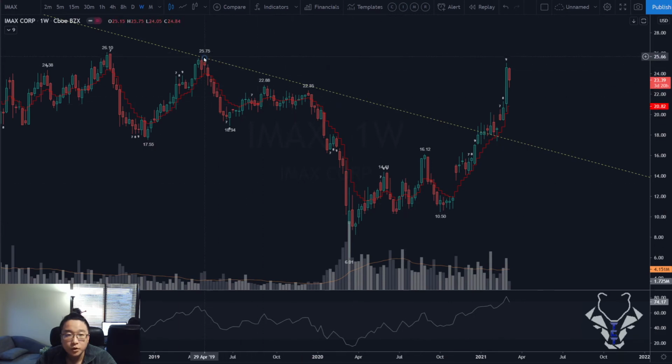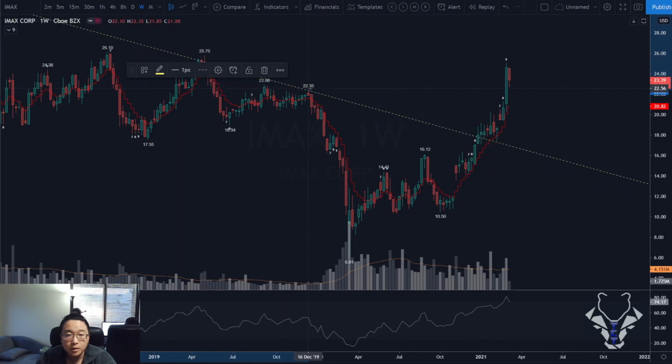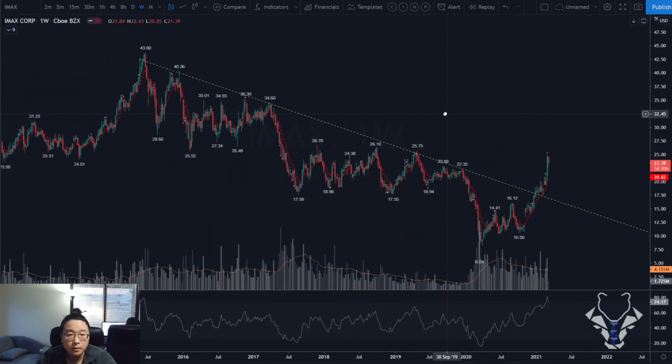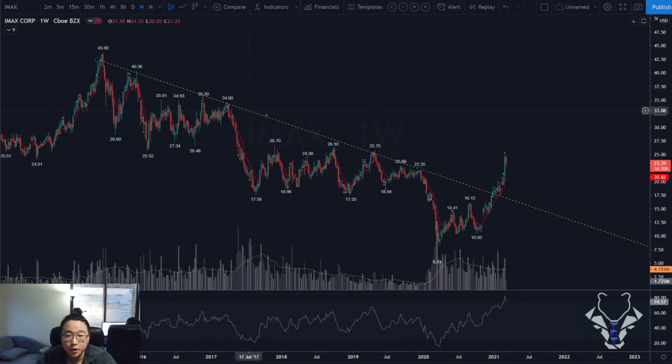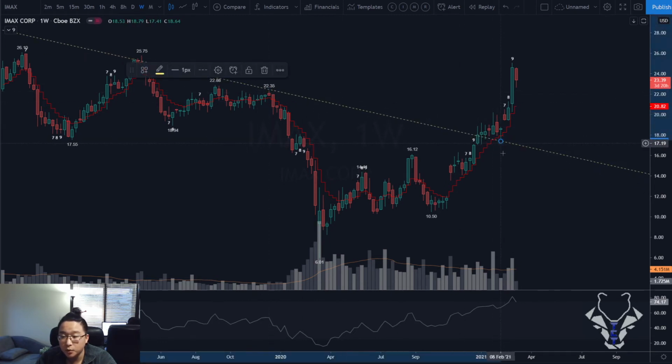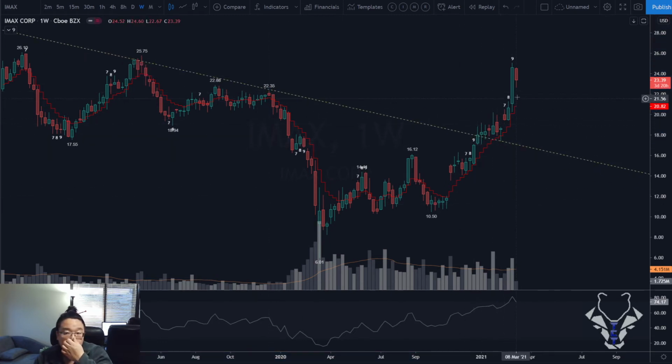Okay, so constant rejection. Works even better. Multiple rejections. Then we broke out, backtest. So we use the most recent one, backtest. And now continuation. Huge bull volume on the weekly.